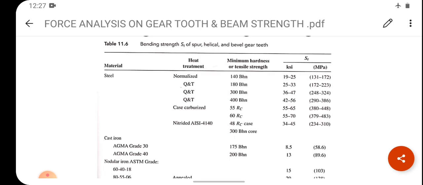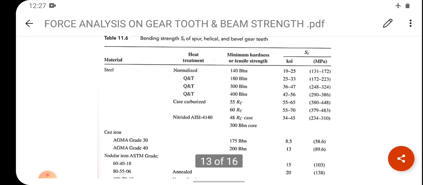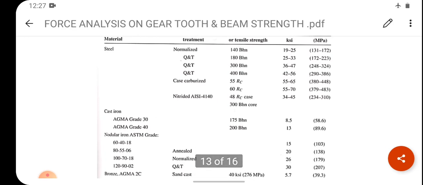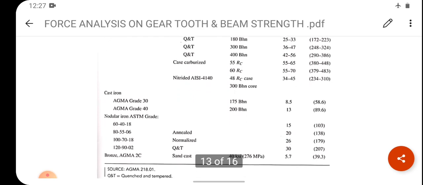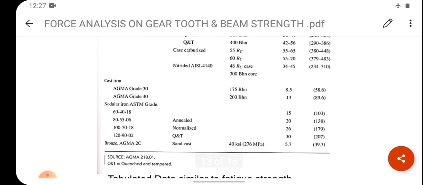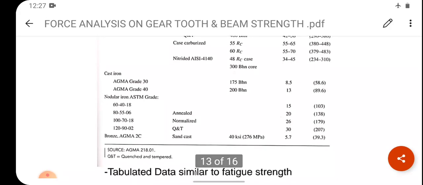So from this table you can calculate the value of ST for spur, helical and bevel gear as per materials and as per heat treatment, or how much hardness number you are getting. Clear? In terms of RC, in terms of Rockwell hardness number. Clear? So in the case of cast iron, what will it be? Nodular iron as per ASTM.